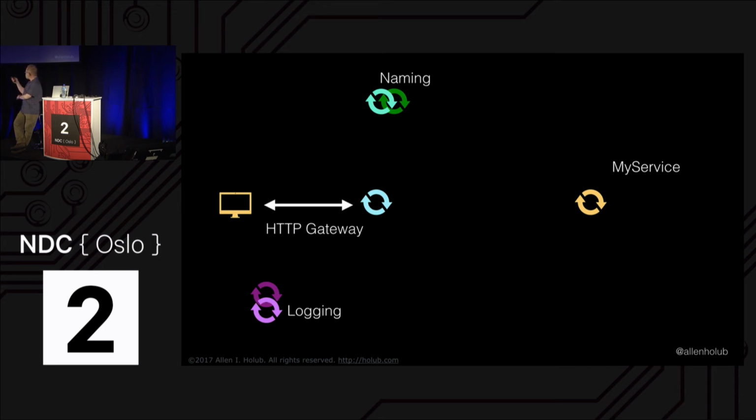So the way the whole system starts is on the very first call to the system, the sending service goes up to the naming service and says, get me the address of the yellow service that I want to talk to.